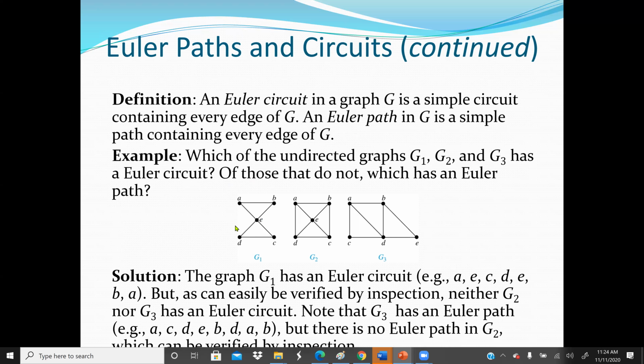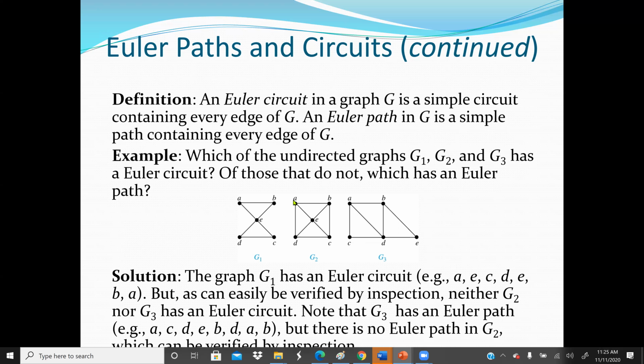By observing G1, I can see that there's an Euler circuit here, because I can start from A and end up at A and visit all the edges. From A, we go to E, C, D, E, B, and back to A. So we say graph G1 has an Euler circuit, for example, A, E, C, D, E, B, A. But as can easily be verified by inspection, G2 and G3 have no Euler circuit.